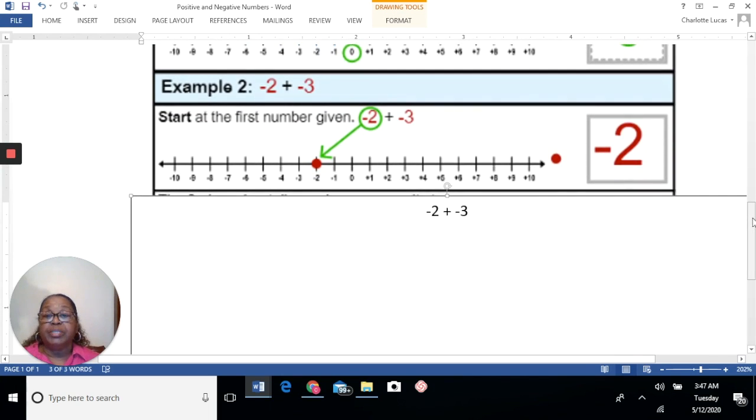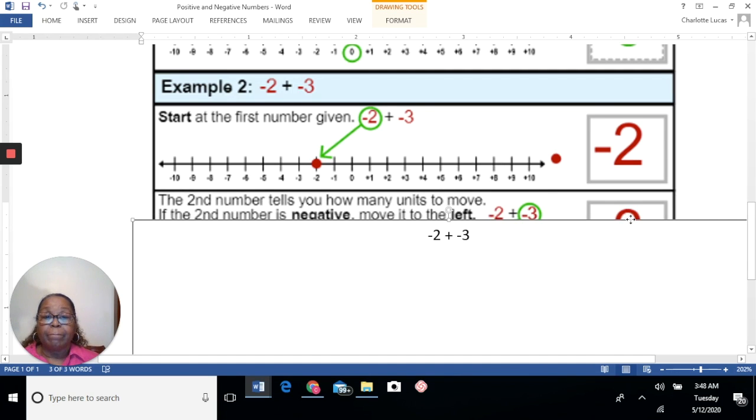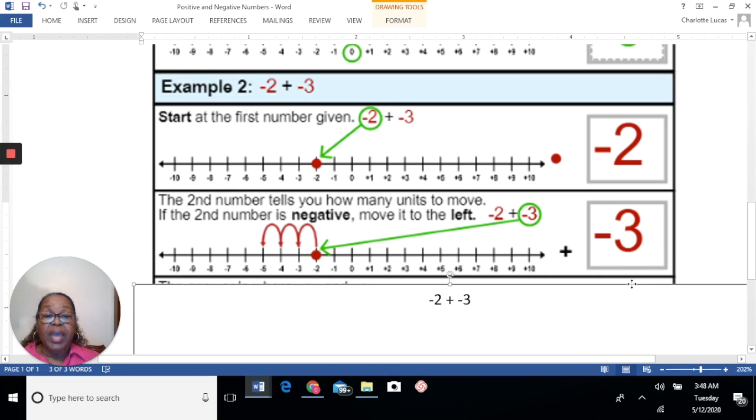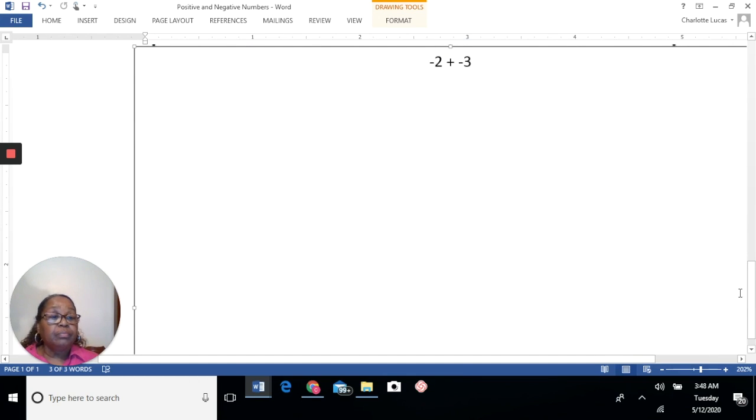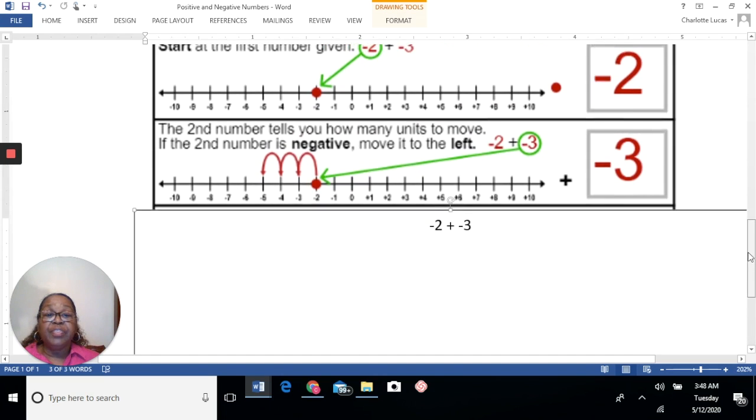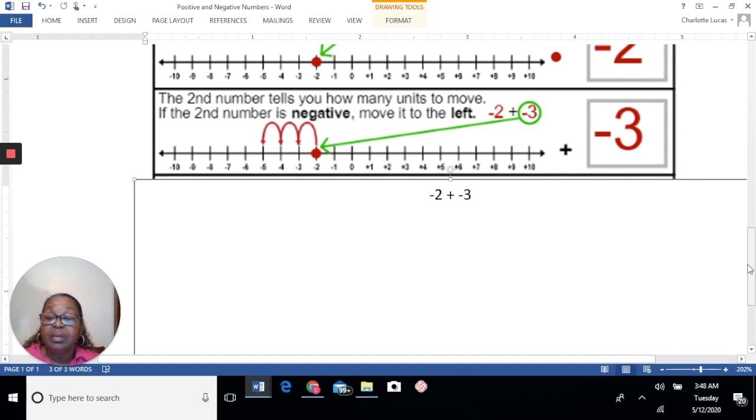Okay, so let's look at the problem. It says negative 2 plus a negative 3. So our first digit is a negative 2. We go to the negative 2 on our number line and we place our point there. And then we're going to add a negative 3. Now, if we're going to add a negative 3, we have to move in which direction? If we're adding a negative 3, then anything that's negative moves to the left.